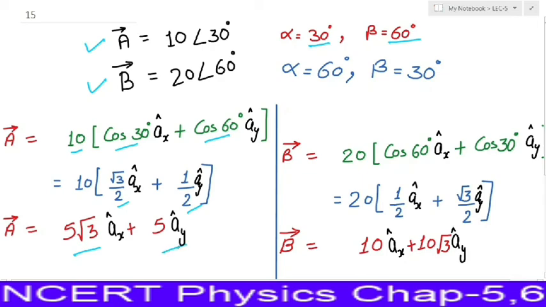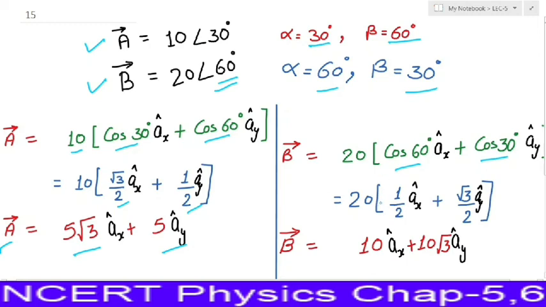So this is the first vector. Suppose this is vector A. Now we find vector B. Again, its direction cosine would be cos of 60 degrees, comma, cos of 30 degrees. This time 60 degrees is the angle with positive x-axis and 30 degrees is the angle with positive y-axis.